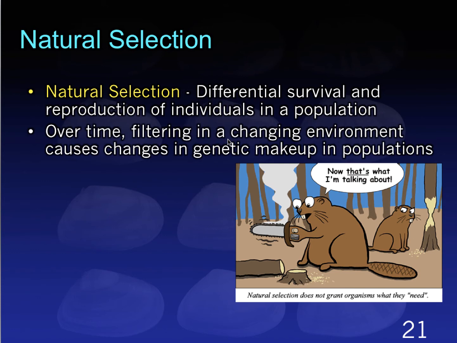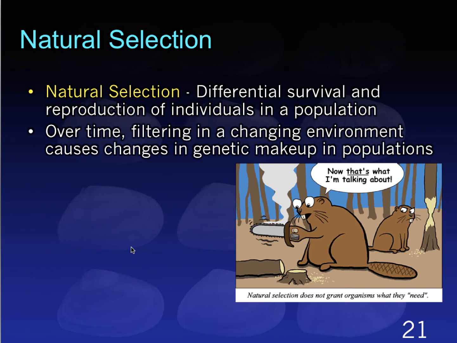The problem for them is that the environment is constantly changing. And so there's no way to predict which offspring in some future are going to be successful and which ones are not. It's just kind of a roll of the dice. And so it ends up causing this genetic makeup change in populations over time.